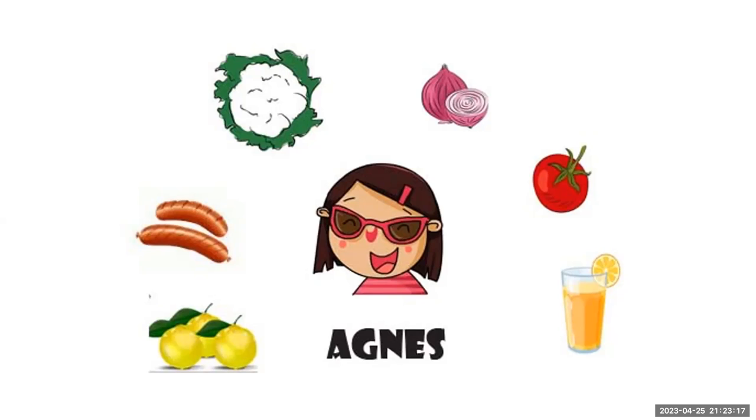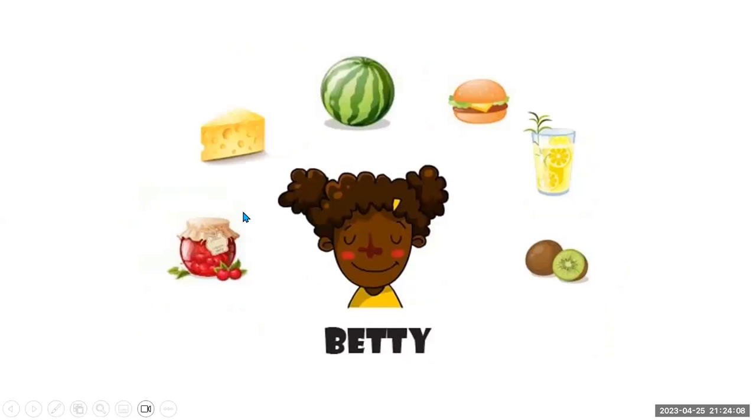Okay, listen. Agnes would like to. Y después del to va el verbo principal. Agnes would like to eat a cauliflower. Okay. Agnes would like to eat lemons. Okay, lemons. What about this one? Agnes would like to eat sausages. Okay. Agnes, you do like? Ya que ya lo pasó.